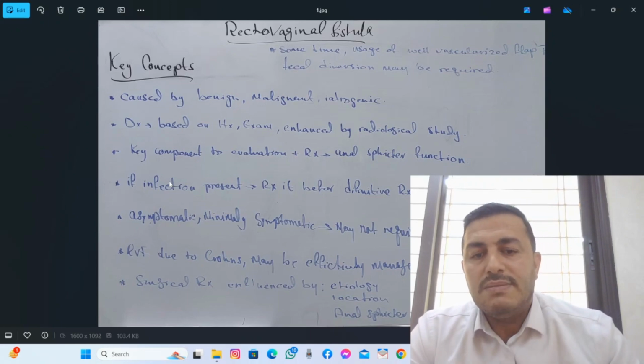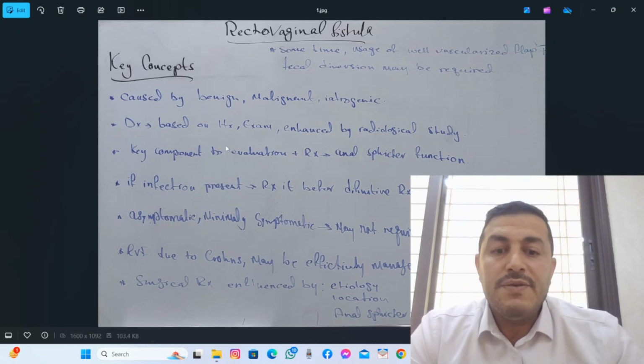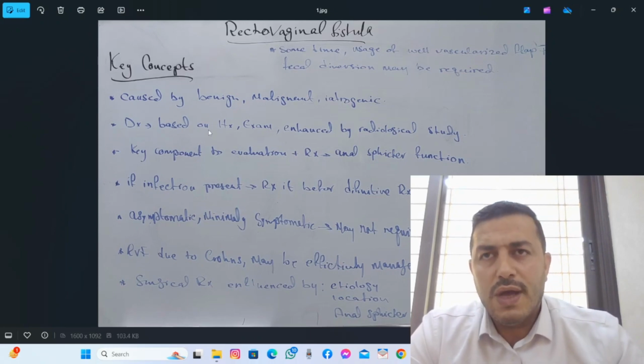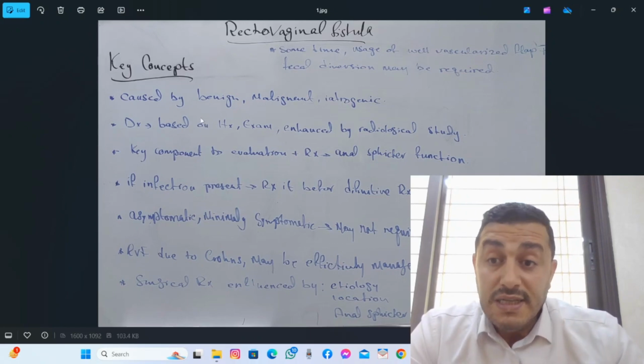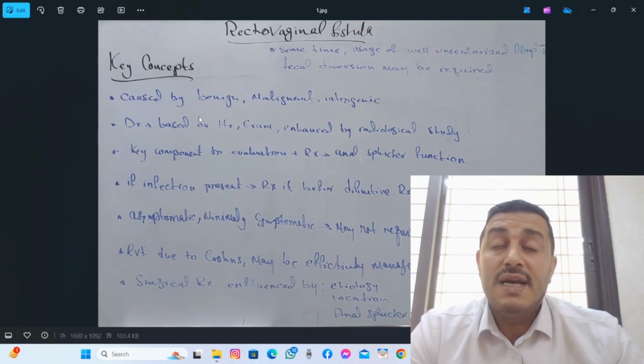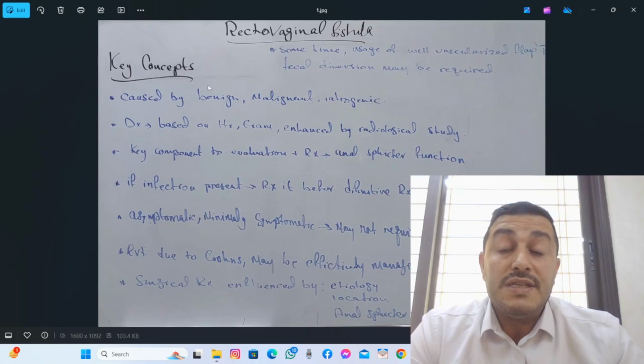We will see that our treatment is influenced by the etiology of the fistula and the location of the fistula. We will discuss the classification and different approaches that can be used to treat rectovaginal fistula. Also, we talked about the anal sphincter function, and we will see how it is reflected in the treatment of the rectovaginal fistula. Also, any previous repair attempt, whether primary or recurrent, will also reflect in my treatment plan.